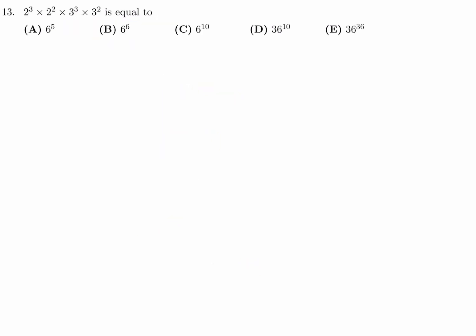2 to the power of third times 2 to the power of 2 times 3 to the power of 3 times 3 to the power of 2 is equal to. All right. So we obviously have to sort of combine this, because I looked at the answer choices and see the bunch of 6s here, and I see 36s. So they've gotten rid of the 2s and 3s somehow. Well, the rule is that if the exponents are the same, you can combine the bases. So I can combine these two as follows.